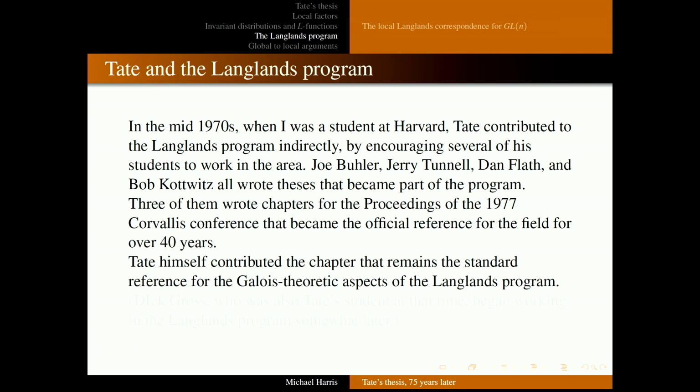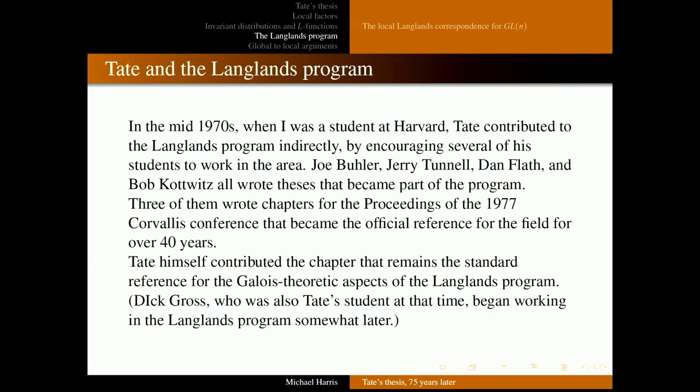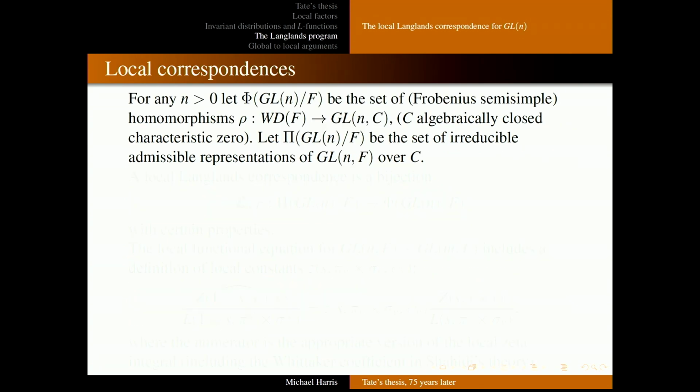And 3 of them wrote chapters for the proceedings of the 1977 Corvallis conference that for over 40 years remained the official reference for the whole area. And Tate contributed the chapter that remains the standard reference for the Galois theoretic aspect of the Langlands program, in particular emphasizing the epsilon factors. And Dick Rose was also a student, but he was not working in this area at the time. He joined eventually.